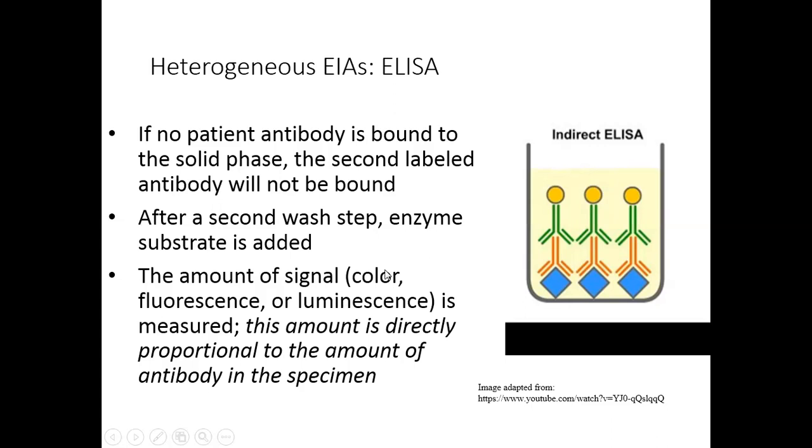In this case, we could do color change, we could do fluorescence, luminescence, but again, this is an indirect ELISA, referring just to the relationship of this enzyme tagged antibody to the antigen. This is a heterogeneous, non-competitive assay, so the amount of signal is directly proportional to the amount of antibody, the amount of this antigen-antibody reaction. More patient antibody means more of this tagged antibody binds to it, which means you end up with more of a signal. More means directly proportional.